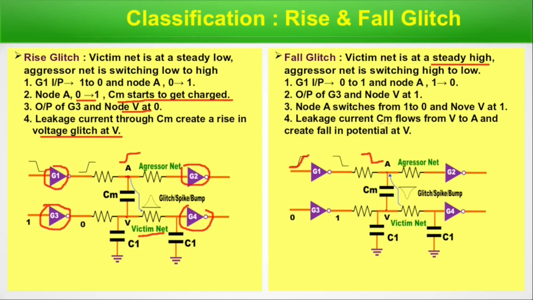Leakage current flows through CM from V to A. In the previous case it was flowing from here to here. Now it's flowing from here to here and creates a fall in potential at V. Leakage current is flowing in this direction, V to A. So although it should remain at a constant or steady high one state, the voltage falls. That is the fall glitch. So we are done with the slide. Let's move to the next slide.